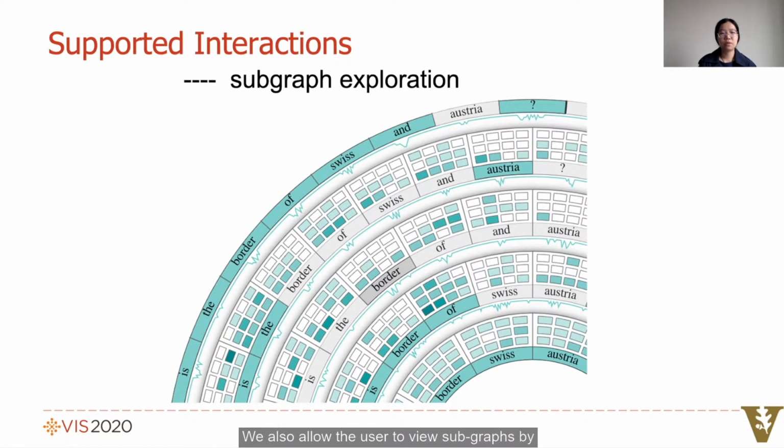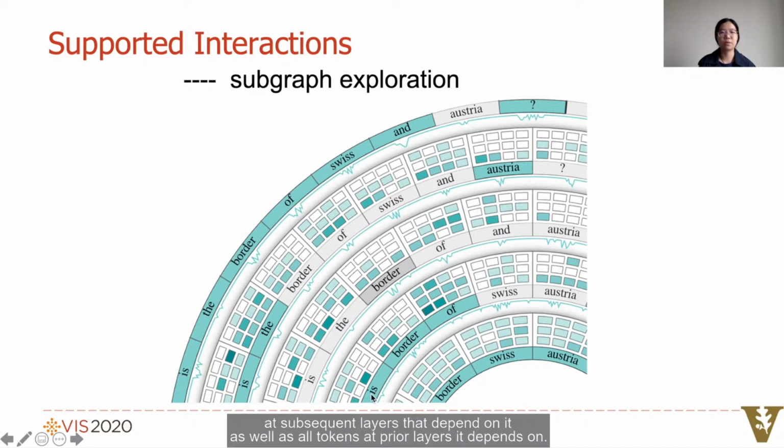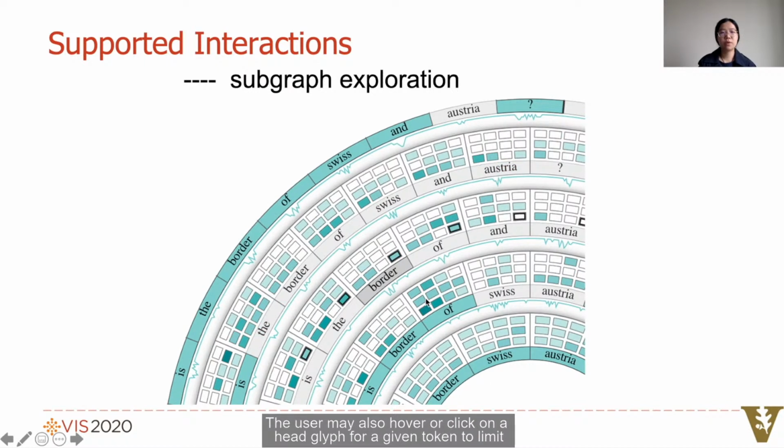We allow the user to view subgraphs by hovering or clicking on a token. For a selected token, we highlight tokens at subsequent layers that depend on it, as well as all tokens at prior layers it depends on. A pair of tokens are considered dependent if there exists a path between them in the attention graph. The user may also hover or click on a head glyph for a given token to limit connectivity to that specific head.